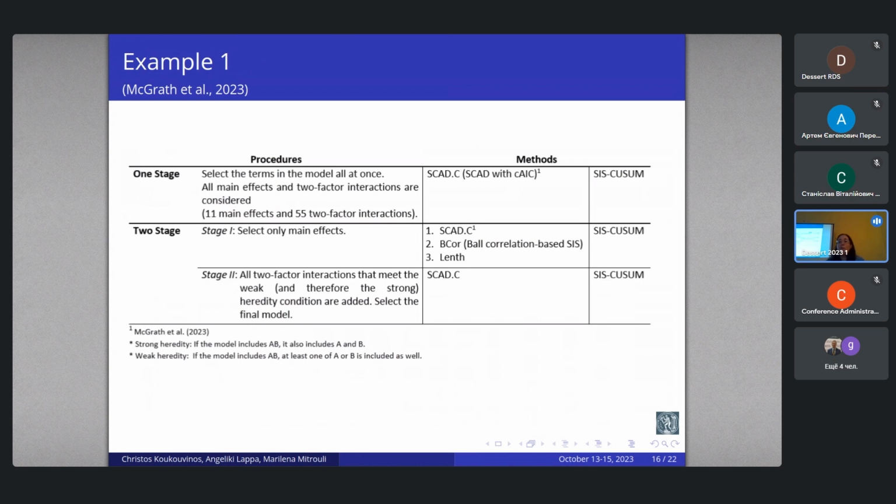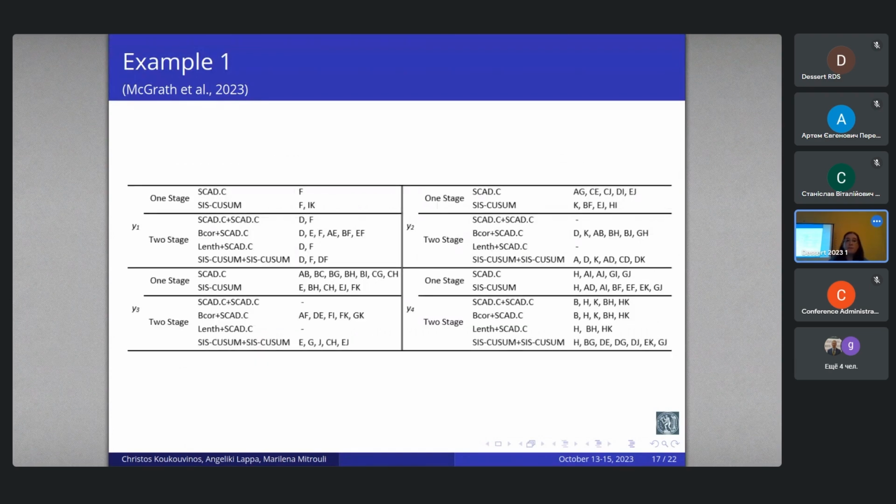McGrath et al. performed, during the one-stage procedure, SCAD-C, thus SCAD along with the CIS criteria, and during the two-stage procedures, they performed SCAD-C, ball correlation based CIS, and the length test along with SCAD-C. During the one-stage procedure, we performed CIS-CUSUM, while in the two-stage procedure, we performed CIS-CUSUM twice. We performed our methods individually for each Y.